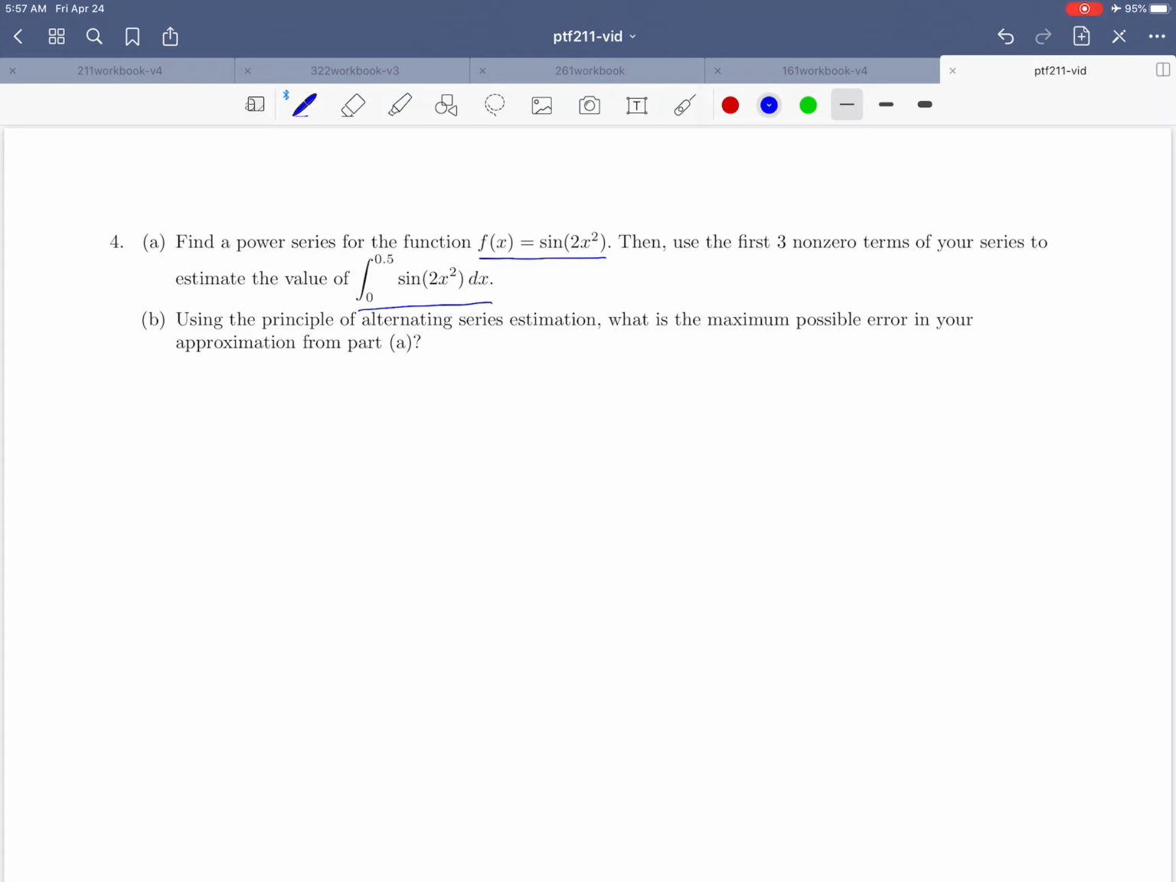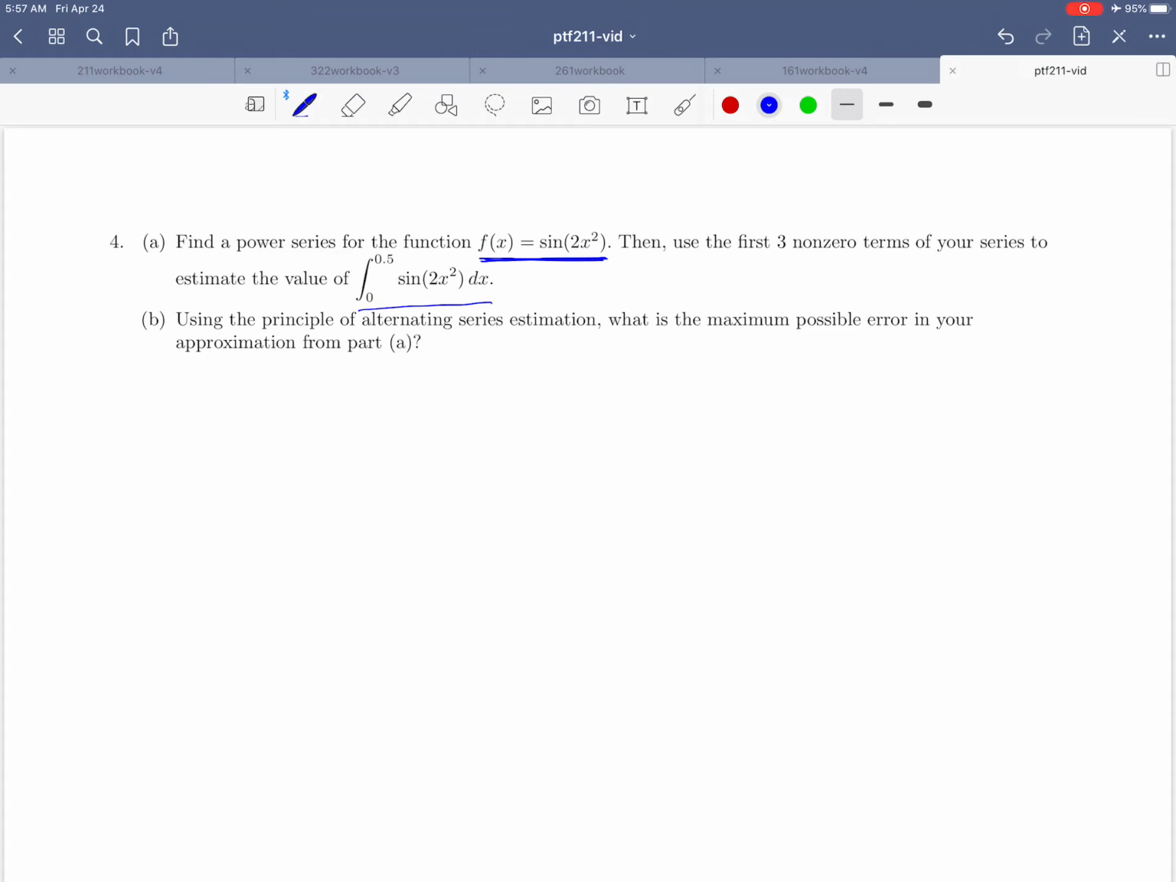All right, so this is a situation where power series can be useful. And if we start with the first part of the problem, which asks us for a power series of sine of 2x squared, one way we could do this is to remember that back in section 8.6 we had a list of power series for common functions. All right, and in particular, I'm going to refer you here to page 127 in the workbook.